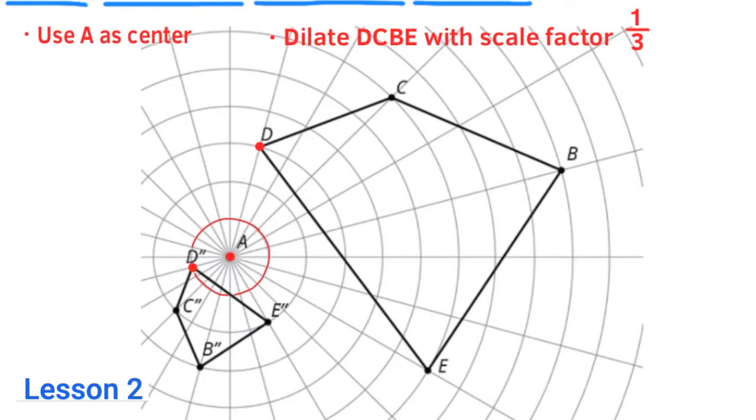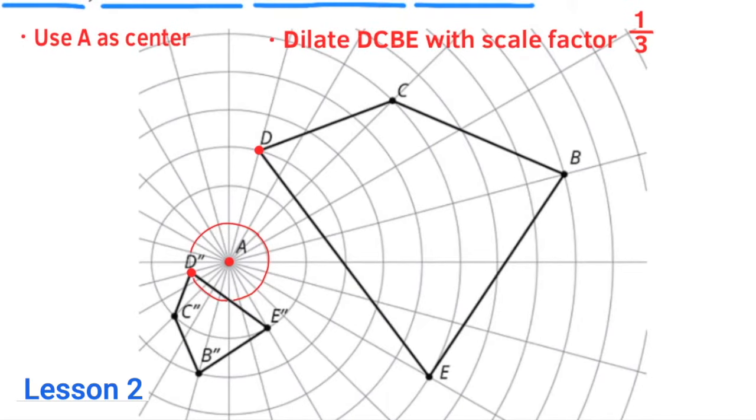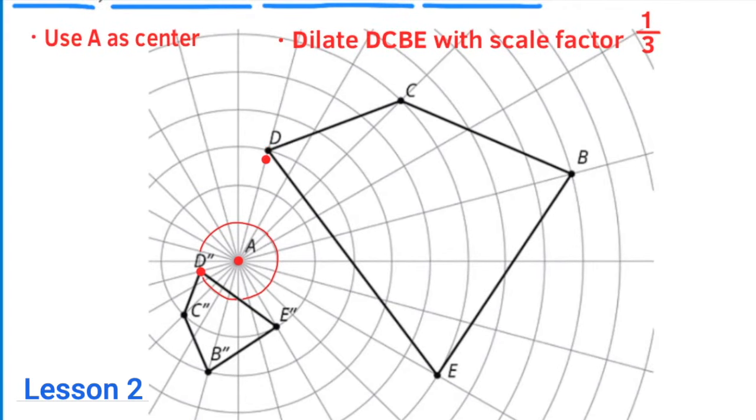That means that the figure on the left has side lengths that are 1/3 the length of their corresponding side lengths from the figure on the right. Since point D is 3 units away from point A, and I'm making a dilation with a scale factor of 1/3, 1/3 of 3 is 1. So point D's new location will be 1 unit away from point A.